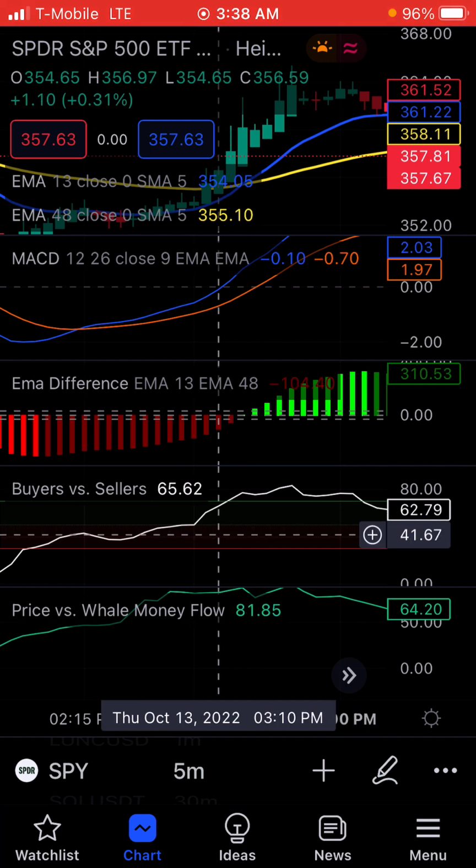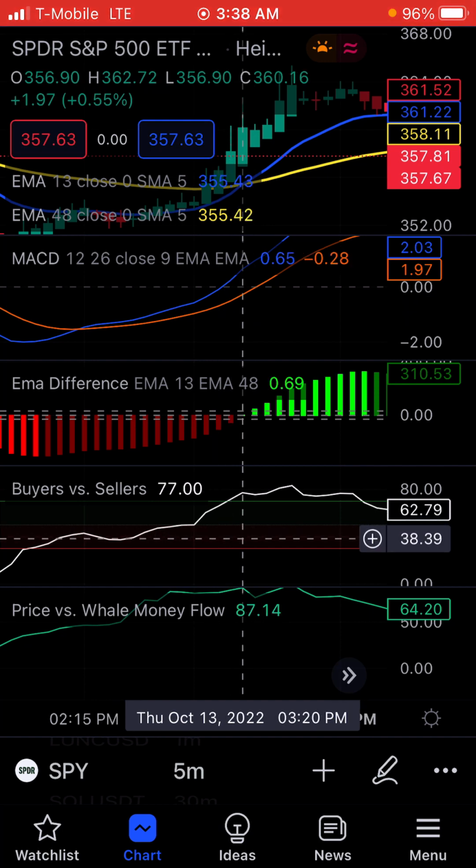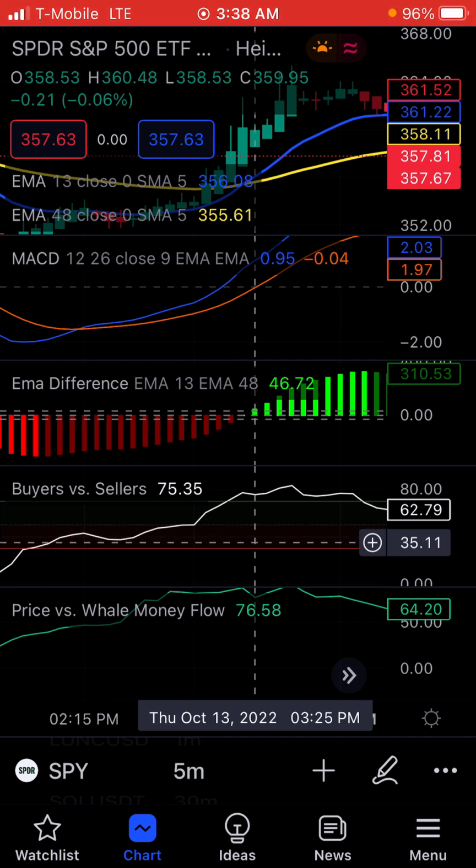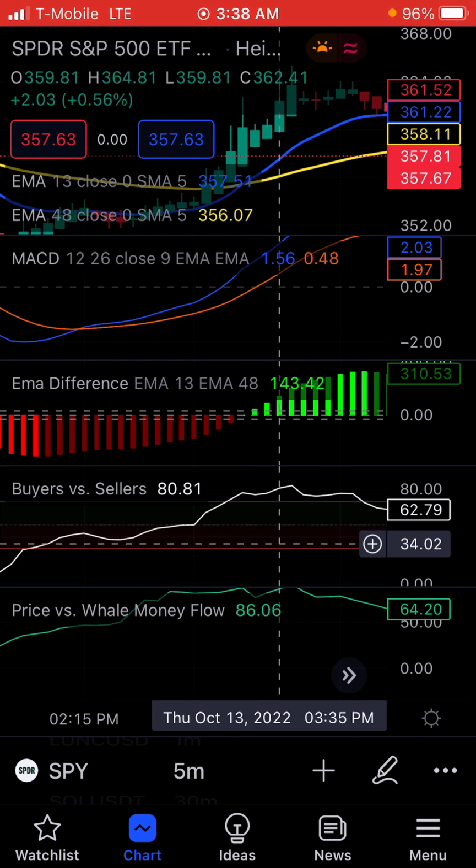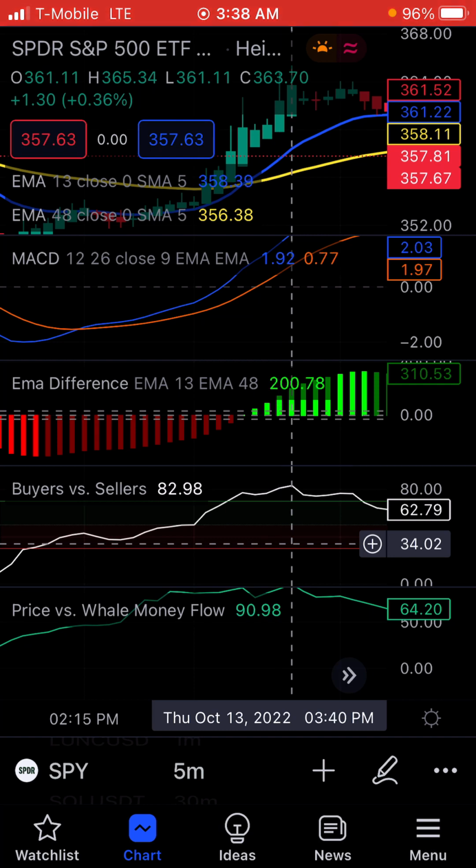So from here to here, we see where it crosses. We see the buyers and sellers. We see it continue to be at the top, not have any indication of any kind of decline, till we get right here.